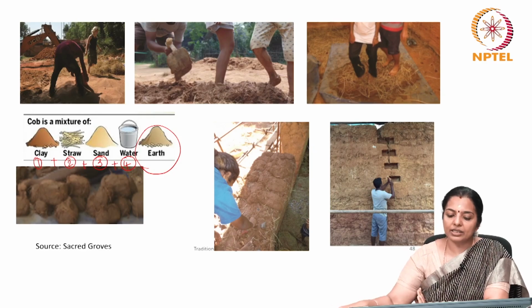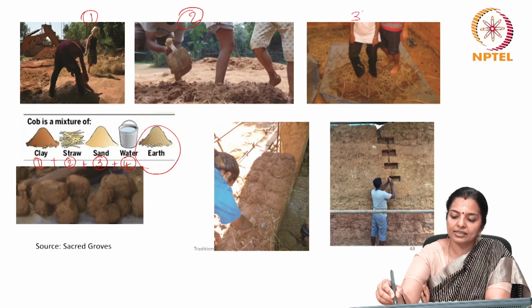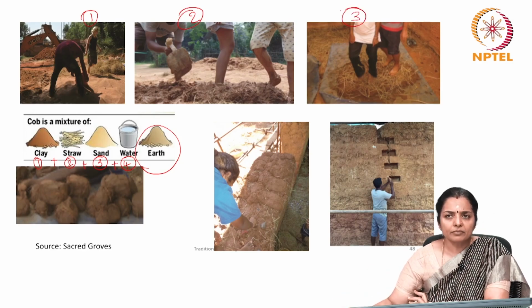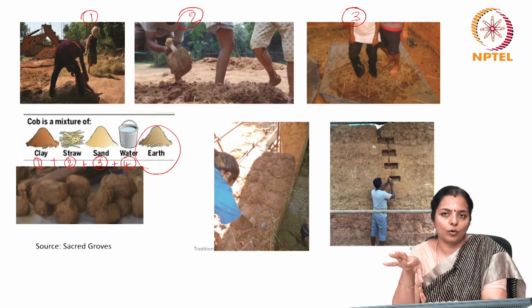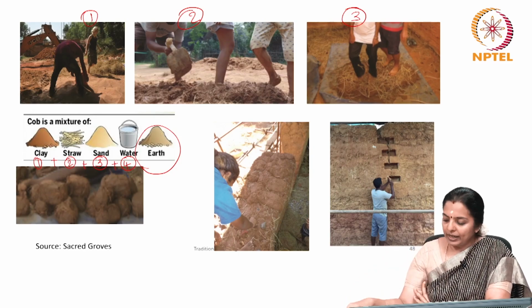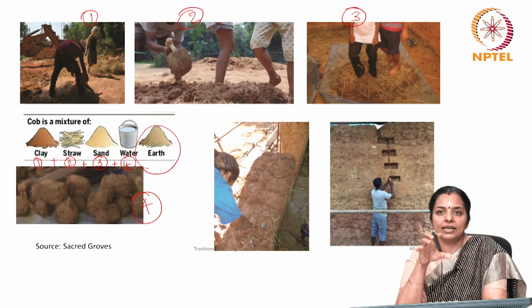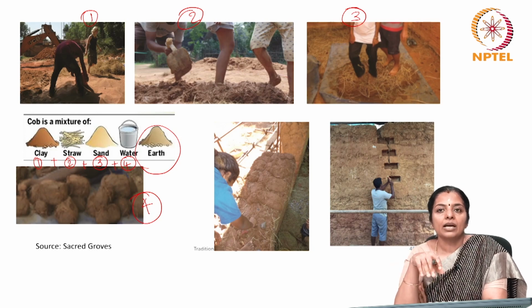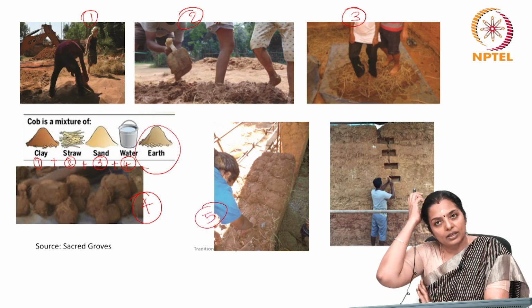And then you start stomping as shown in picture 2 and 3. As you need water, you keep adding water or do not add more water. Then you have to make cob balls as shown in picture 4. So, make these balls and keep them aside, and then you start layering the cobs as shown in picture 5.